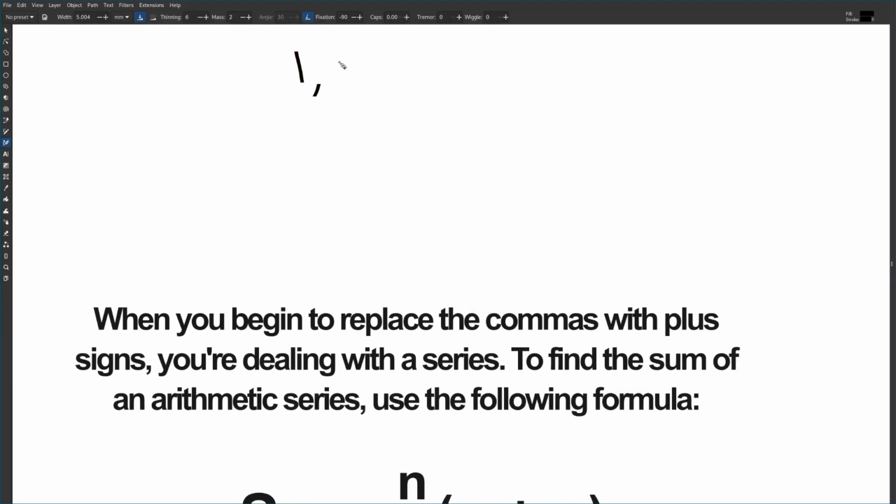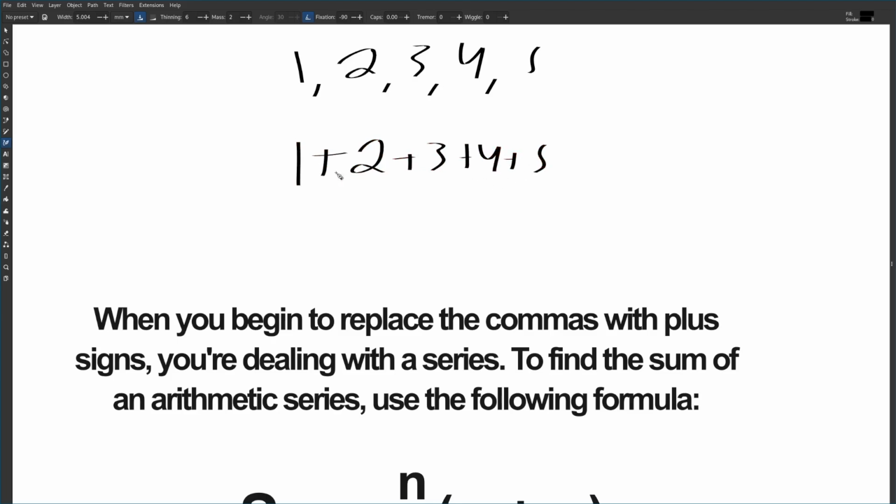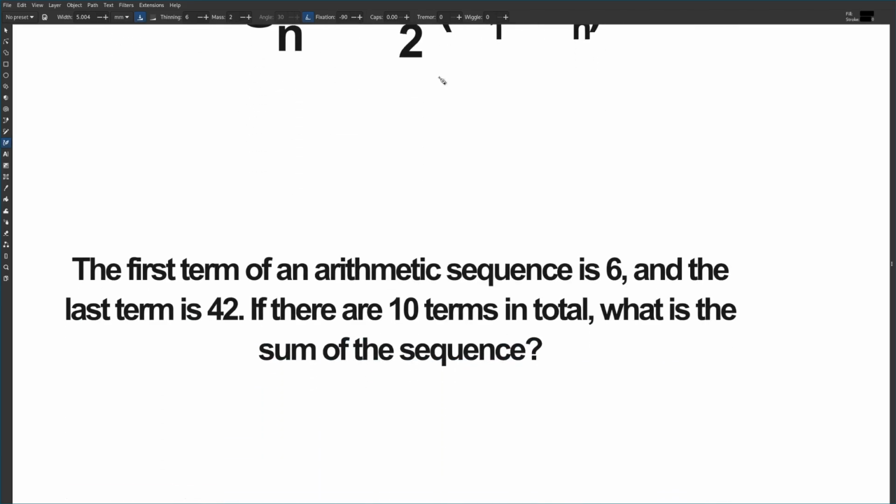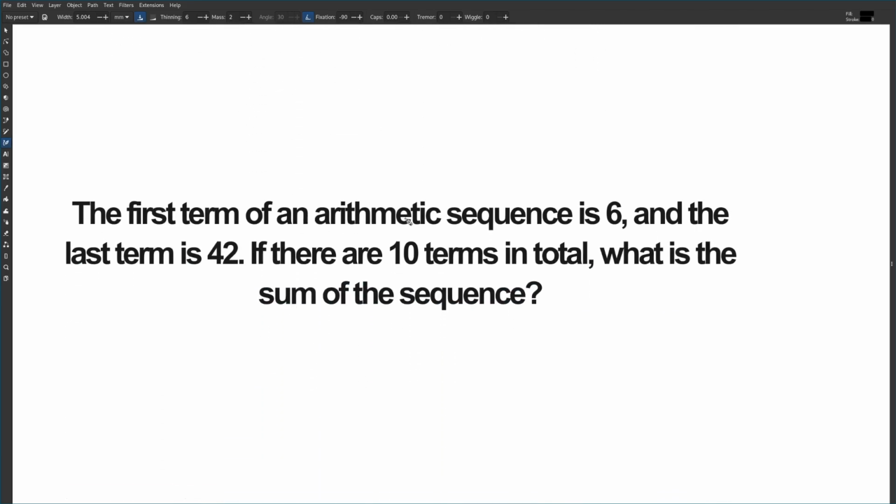Just clarifying a bit what it means by series here. If you have 1, 2, 3, 4, 5, and you replace the commas with plus signs like 1 plus 2 plus 3 plus 4 plus 5, the bottom one is going to be a series because of the plus signs, but the top one is going to be a sequence. So let's use it for this problem. The first term of the arithmetic sequence is 6, and the last term is 42. If there are 10 terms in total, what is the sum of the sequence?